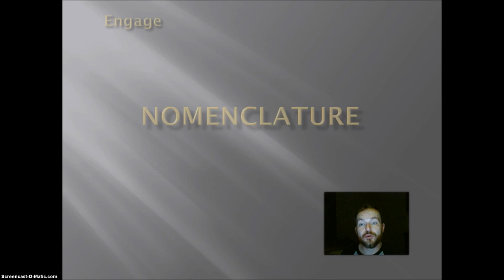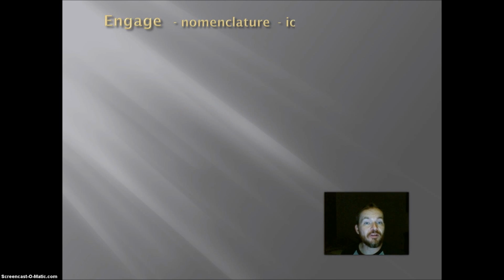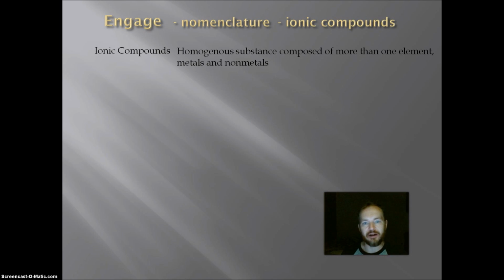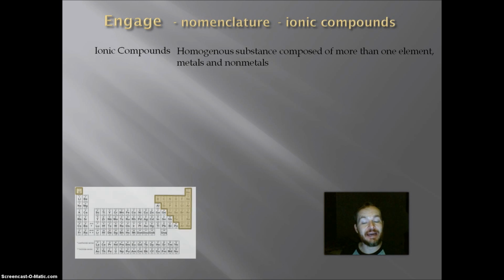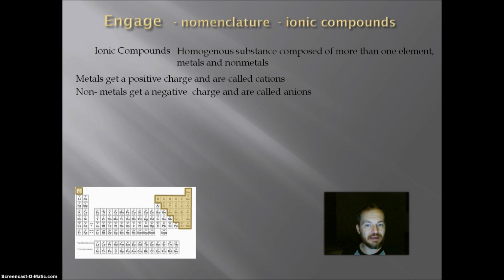In this module, we're going to look at the nomenclature, specifically the nomenclature of ionic compounds. Ionic compounds, if you remember, are a homogeneous substance composed of more than one element, a metal and a nonmetal. And if we look on the periodic table, the shaded portion is the nonmetals and the unshaded portion are the metals. The metals will get a positive charge and they are called cations. The nonmetals get a negative charge and they are called anions.